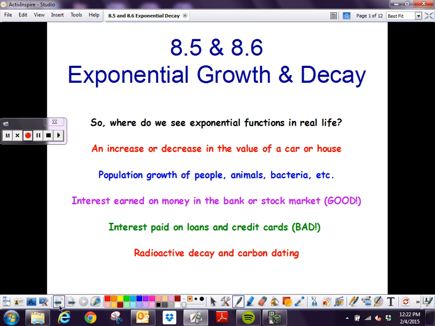Interest earned on money in the bank or the stock market. So if you put money into a savings account, it's going to grow slowly, but then eventually it's going to take off. And then on the flip side of that, interest you have to pay on loans is exponential. And then radioactive decay, carbon dating.